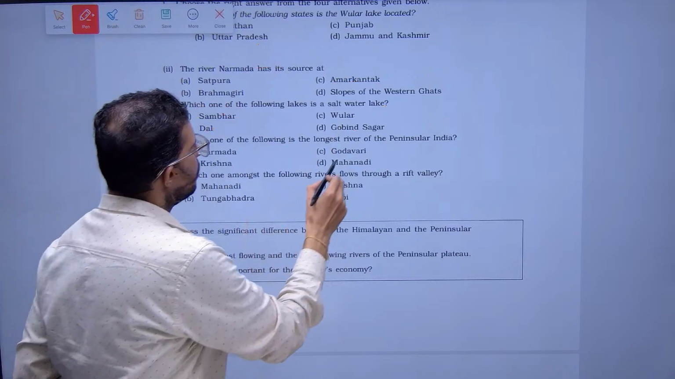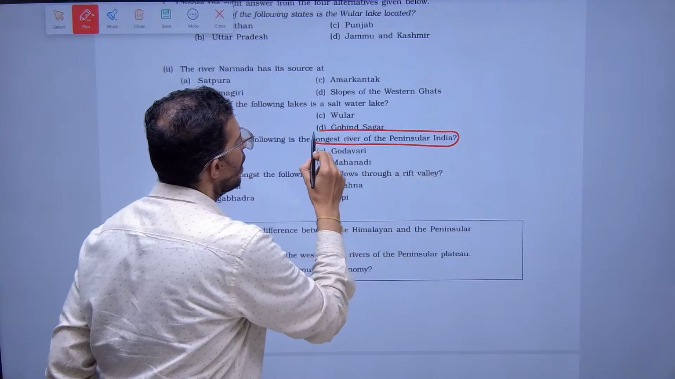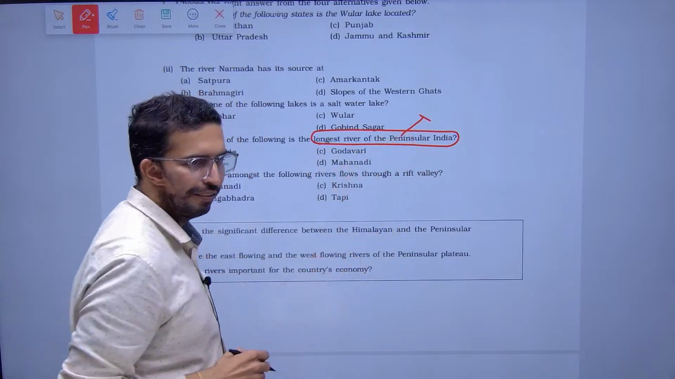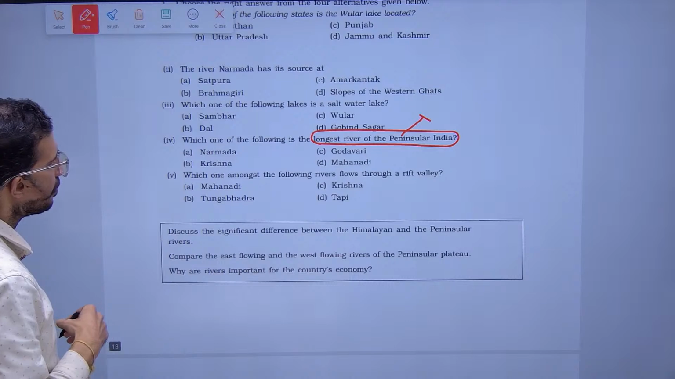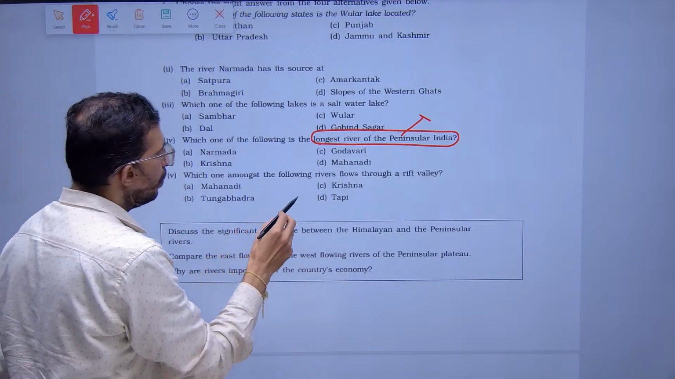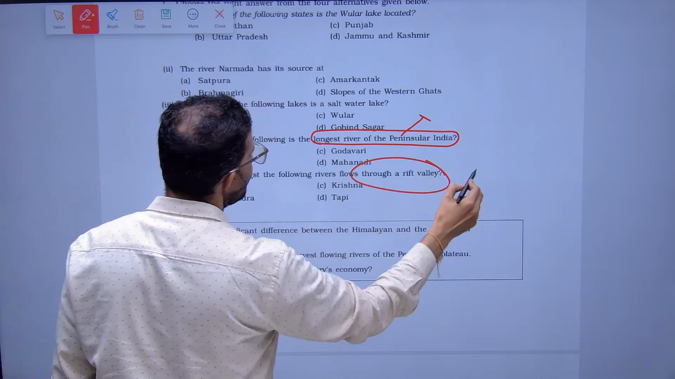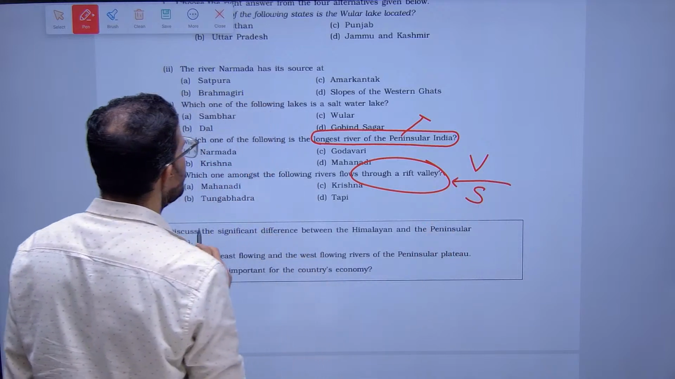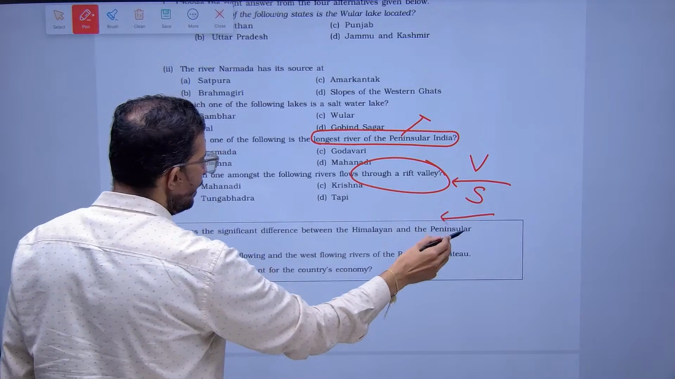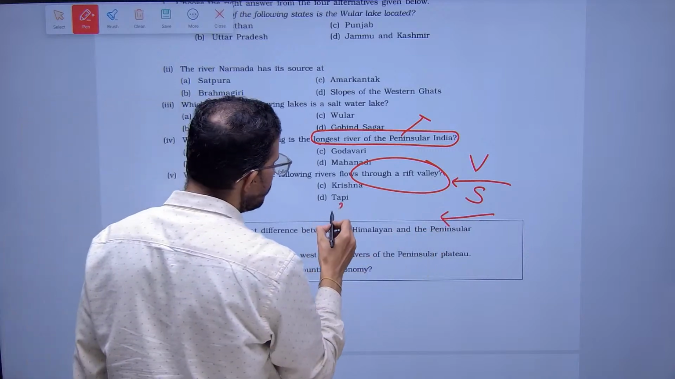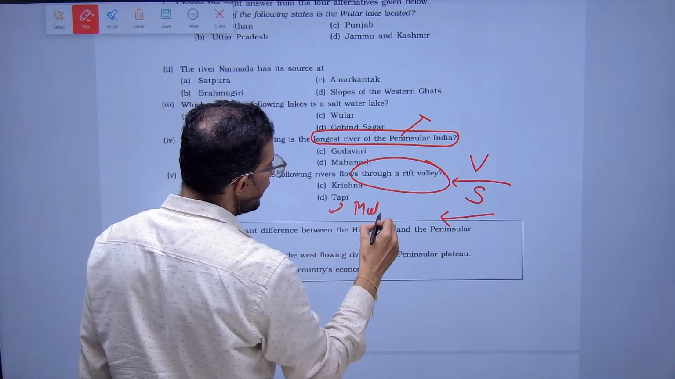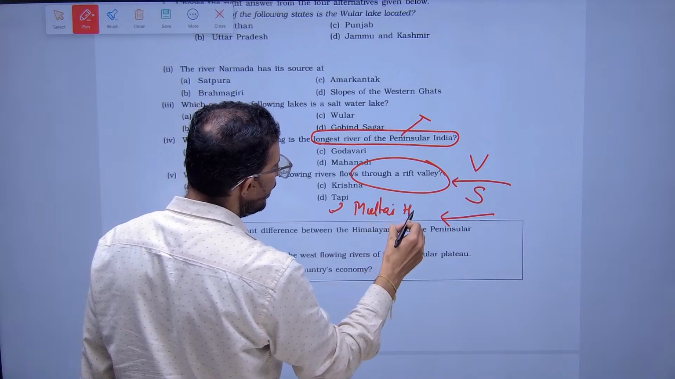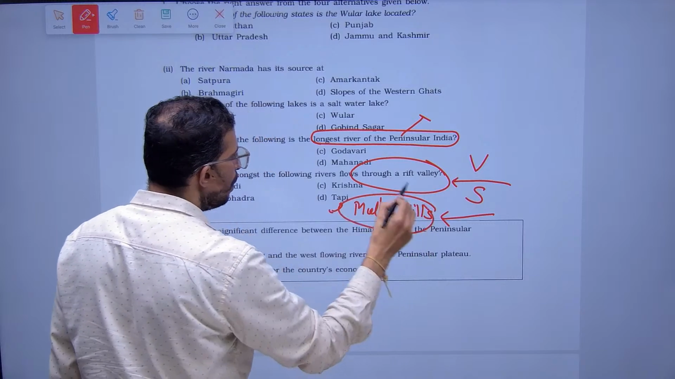Then which one of the following is the longest river of Peninsular India? Longest river we have seen. Yes. Then which one of the following rivers flows through the Rift Valley? Rift Valley means Vindhya and southward of it. Which ones? Narmada and the Tapi. Tapi has its origin at the Multai hills in the Betul district of Madhya Pradesh.